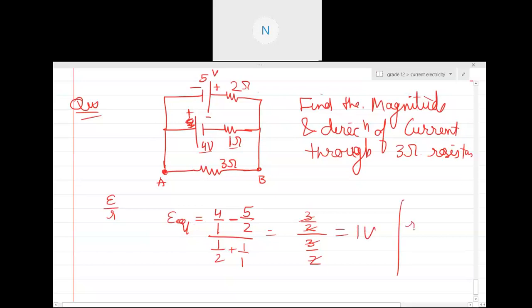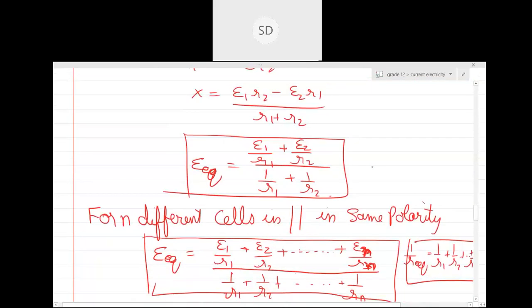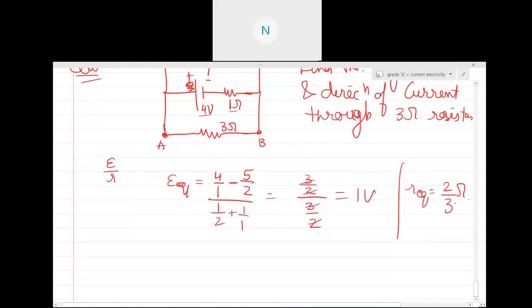And what is the R equivalent? 2 by 3. Please remember this is 1 by R equivalent. If anyone wants this formula written, it will be E1 by R1 plus E2 by R2 divided by 1 by R equivalent. Is this clear? Please see this thing very carefully. So R equivalent is 2 by 3.